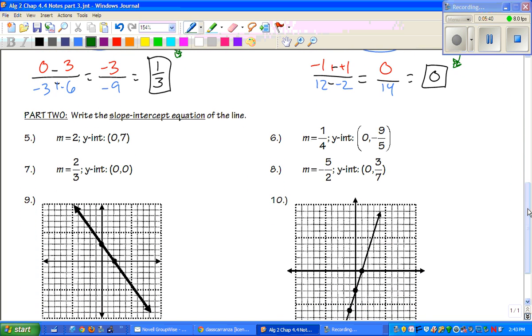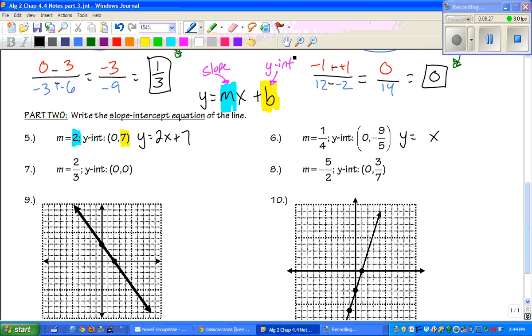Okay, the next one says write the slope-intercept equation of the line. Remember that slope-intercept form is y equals mx plus b, where we have the slope and the y-intercept. Remember, this is your slope and this is the y-intercept. I'm going to be very sad if anybody gets these wrong, because all you have to do is plug in the information. The slope is 2, the y-intercept is 7, and that's it.